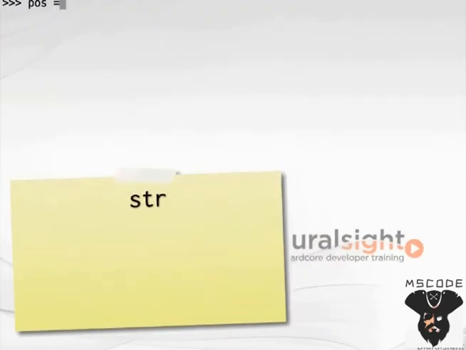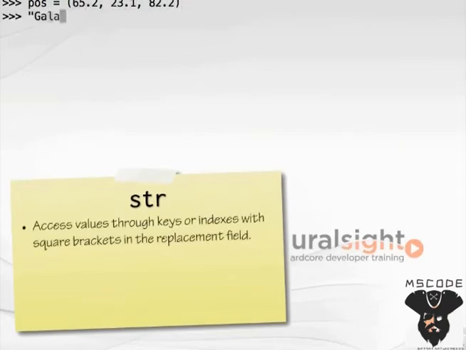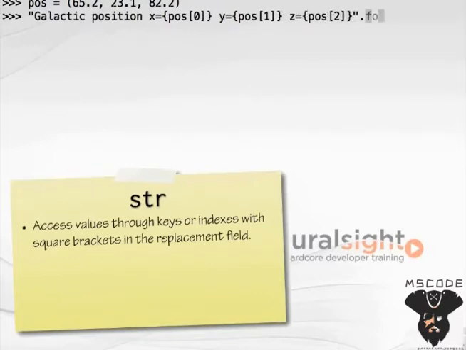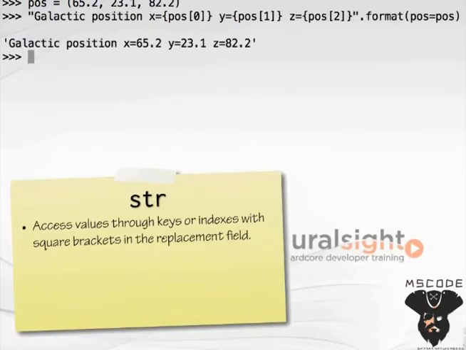It's possible to index into sequences using square brackets inside the replacement field. Here we've assigned a tuple to a variable pos, and then we pass pos as a keyword argument to format. We access the elements of pos inside the replacement fields within the string.